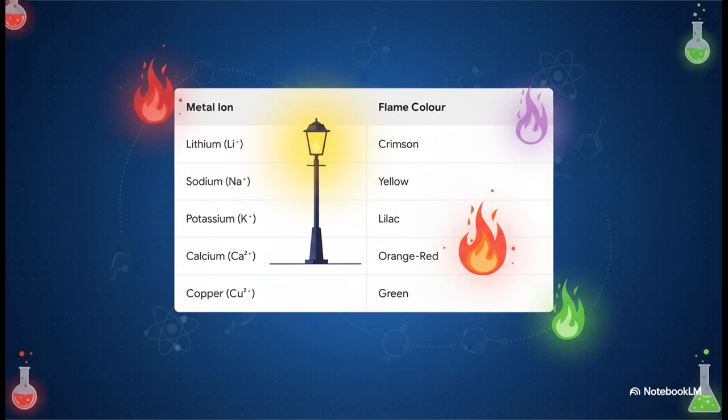Okay, you're going to want to really focus here, because these 5 are must-knows for your exam. If you see a deep crimson red flame, you've got lithium. A really intense, bright yellow, kind of like a streetlight, that's definitely sodium. Potassium gives off this beautiful lilac color. Calcium is an orange red. And copper, well, that's a brilliant green flame. You've got to lock these 5 into your memory.